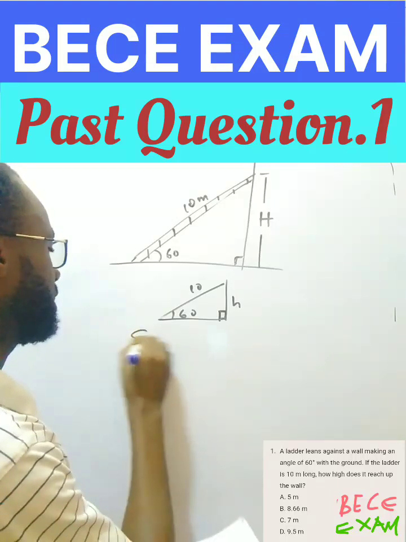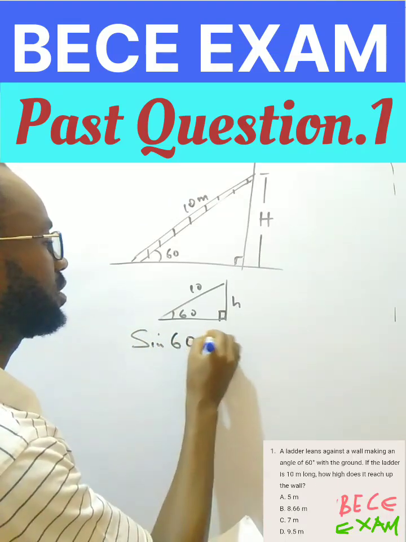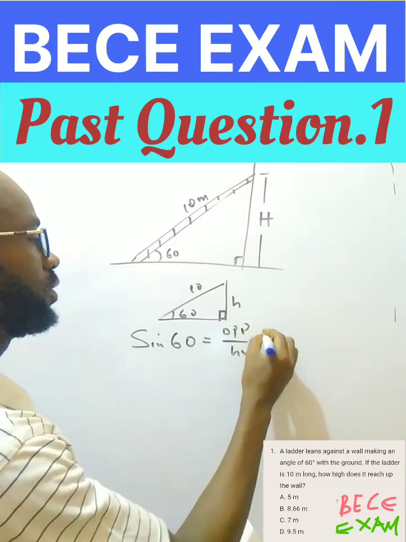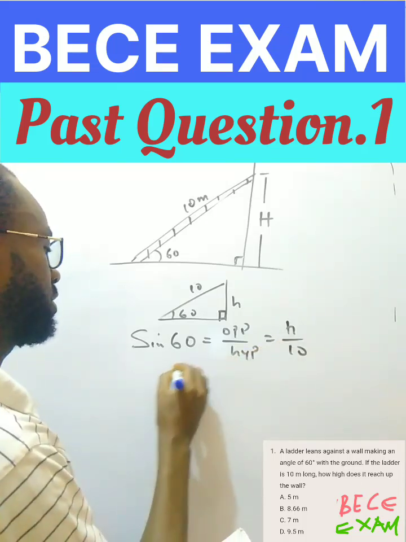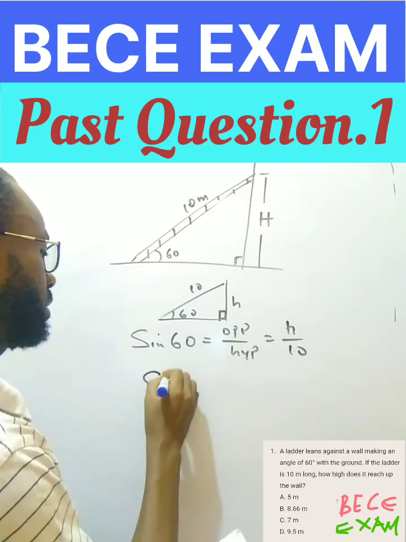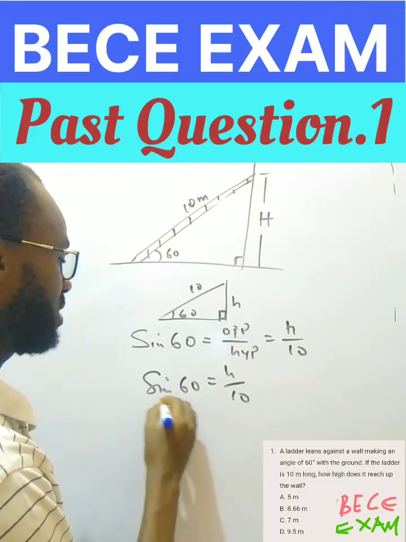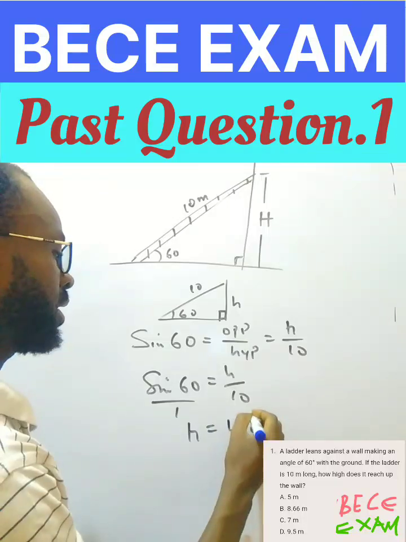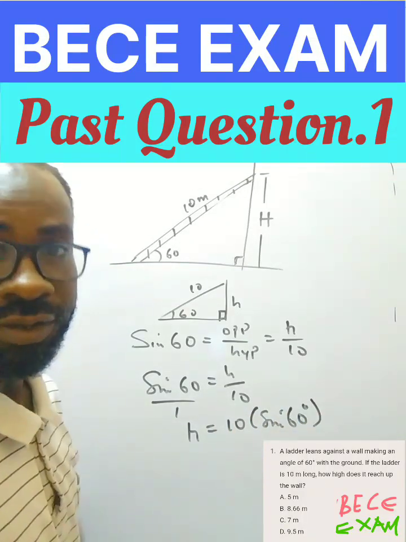And that is our sine. Our sine 60 degrees is opposite over hypotenuse, which is what? Our opposite here is h, our hypotenuse here is 10. So we are having sine 60 degrees equals h over 10. So by the time we cross multiply, this will give you that h is equal to 10 times sine 60 degrees. Can you see that?